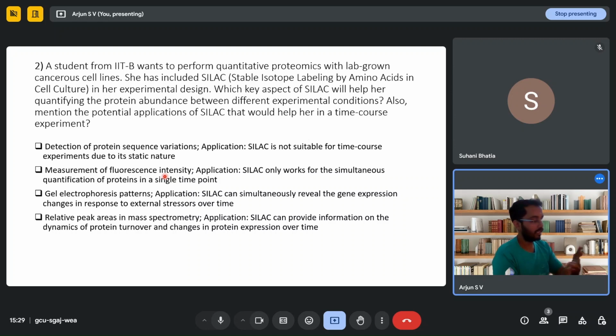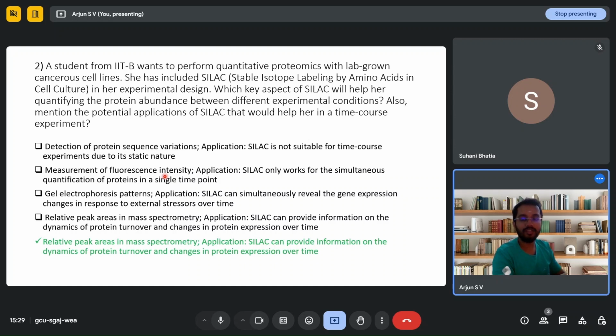So I'll go on to explain the answer. Since it is mass spectrometry, the aspect of SILAC which is going to quantify the protein abundance is relative peak areas in mass spectrometry. So it's going to use the relative peak areas to quantify the protein abundance in different conditions. And the applications of SILAC are going to provide information on protein turnover and protein expression over time. So the correct option is option number D.